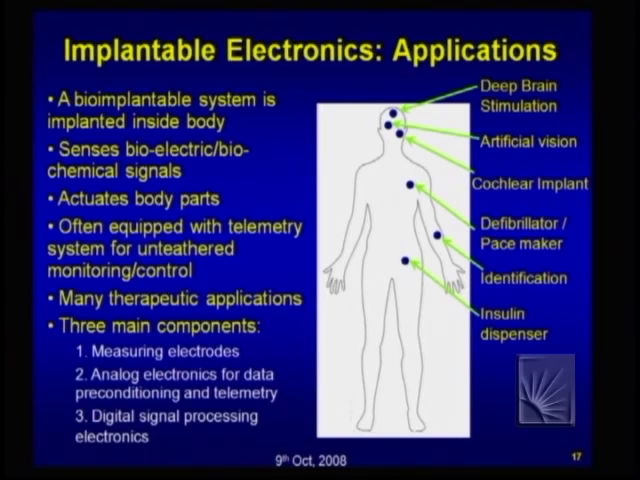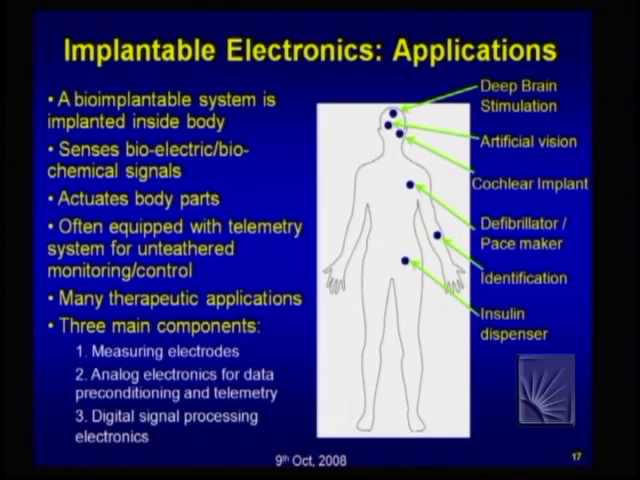Three main components of a typical implantable electronic system. The first one is measuring electrodes. The second one is analog electronics for preconditioning of data, particularly converting the analog data to digital or vice versa, and amplifying the signal, and also communicating with the outside world. That is the telemetry system. And the final component is a digital signal processing computation unit, which analyzes the signal and generates the appropriate command.